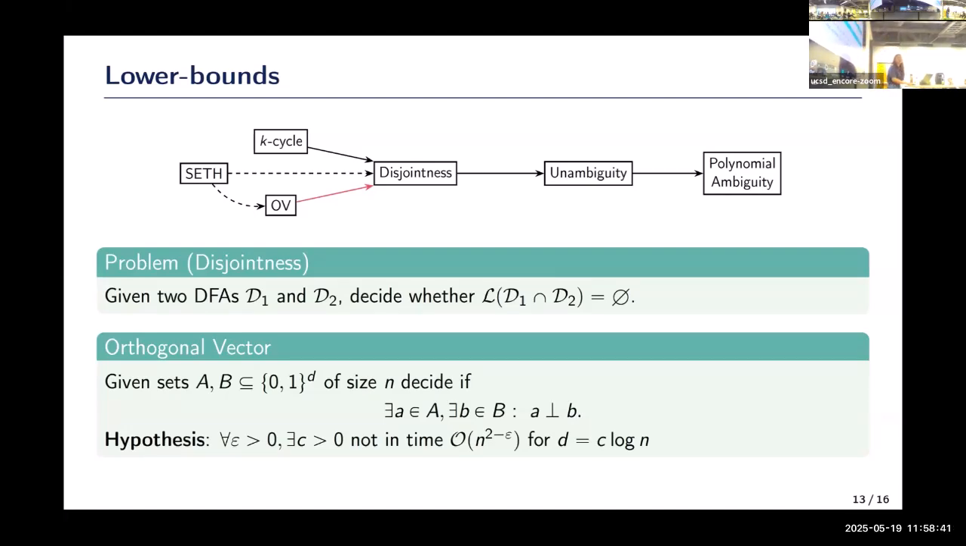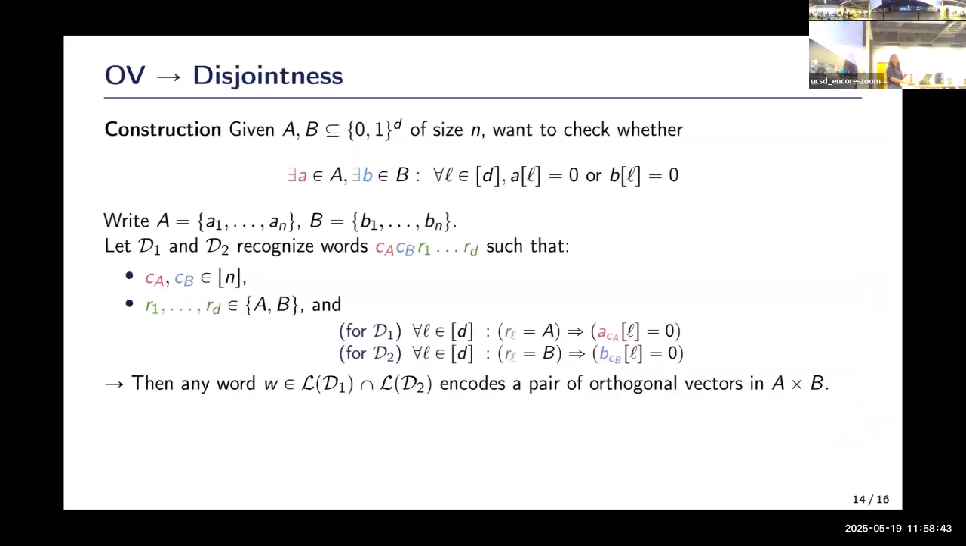So let me look at what it means that A is orthogonal to B. This means that for every one of the coordinates, either A provides a 0 or B provides a 0, right? That's the definition of orthogonal. And I can see this as either A is responsible for giving the 0 or B is responsible for giving the 0. And so I can actually encode this as a chain of responsibilities for each of the coordinates. So first, let me explain what I want the DFAs to do, and then I'll show you the construction.